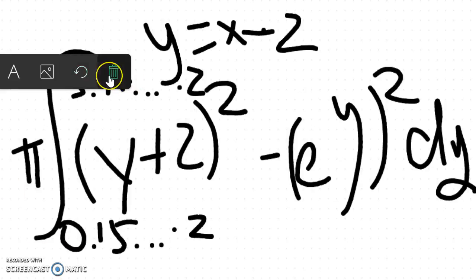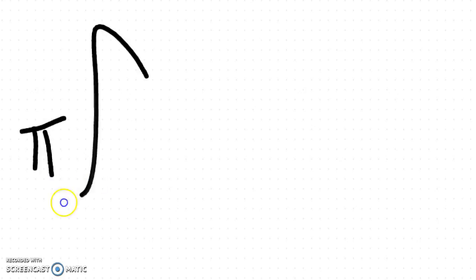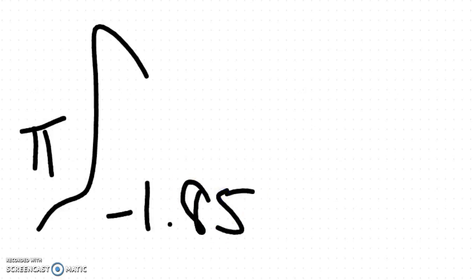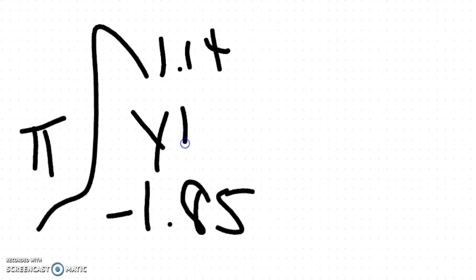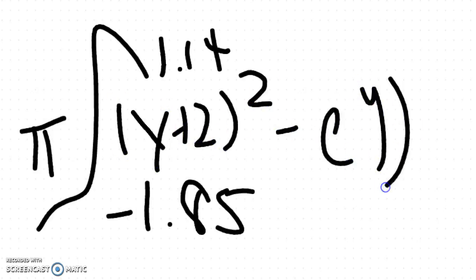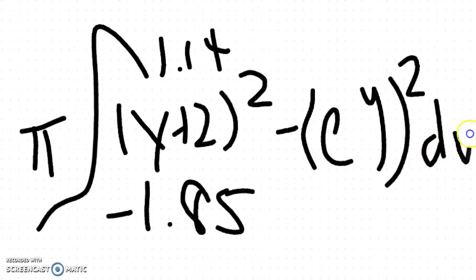Now, writing this again in a little neater format, this would just be pi times the integral from negative 1.85 to 1.14 of (y plus 2) squared minus (e to the y) squared dy. And that is your answer for C.